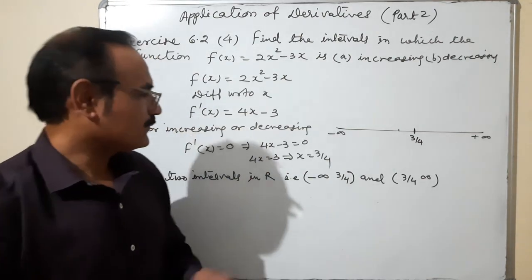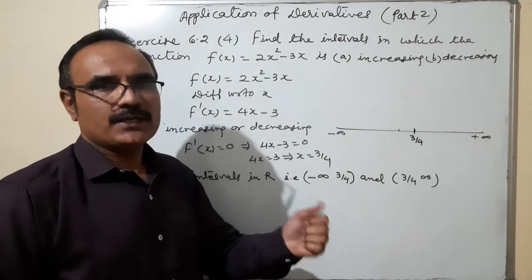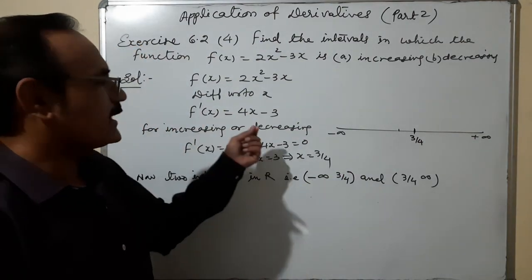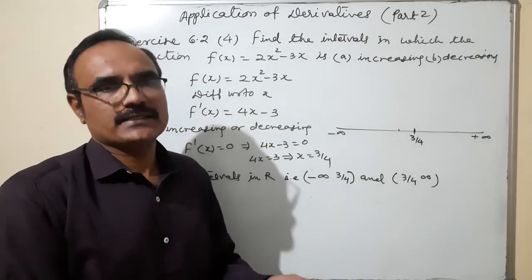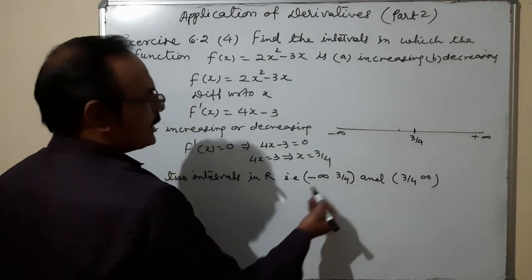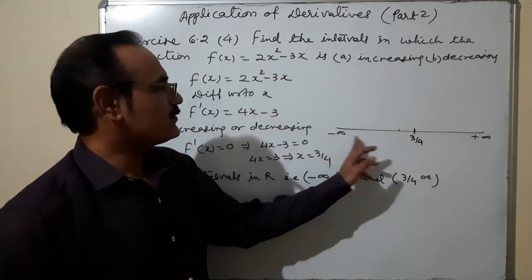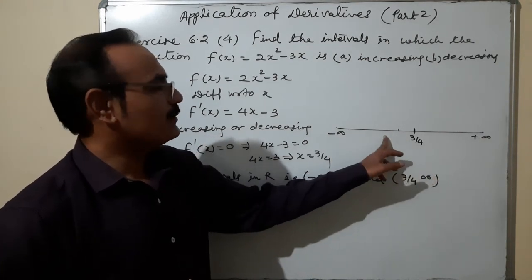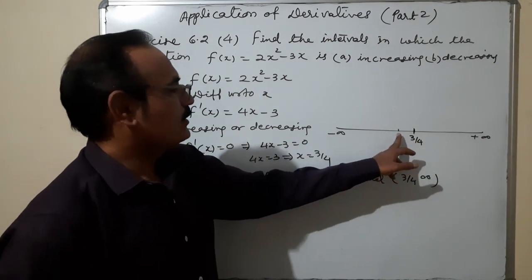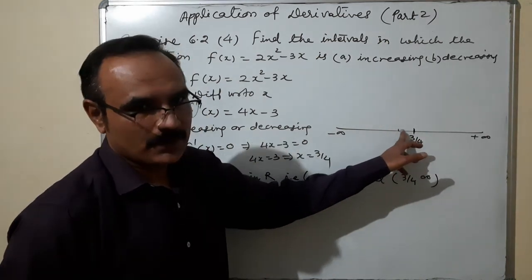It's a very simple way. We take any one element from the interval and put it in f dash x, and see whether it is greater than 0 or less than 0. So I am taking one element from the first interval, minus infinite to 3 by 4. I think 0 will be coming here, because 0 is a number between the negative terms and the positive terms, so definitely 0 is coming in this interval.